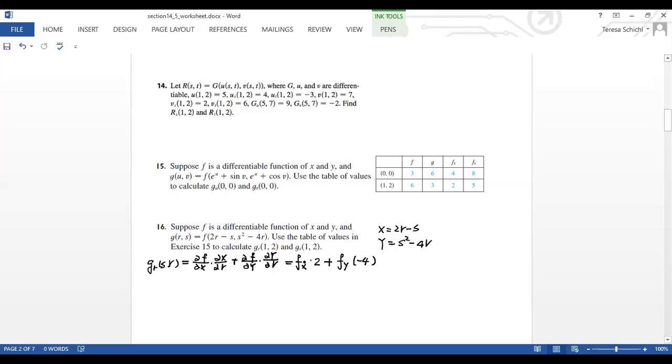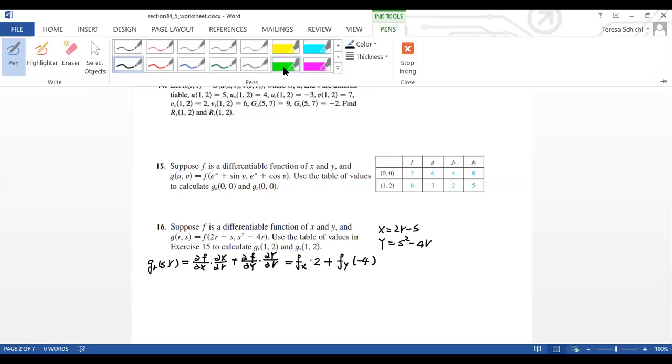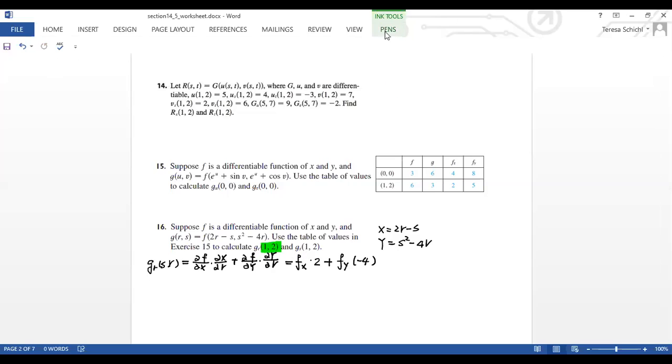Now we need to figure out what values to put in here. We're looking for g_r(1, 2), so r is equal to 1 and s is equal to 2. What is x here? It's 2 times 1 minus 2, which is 0. What is y here? It's 2 squared minus 4, which is 0.